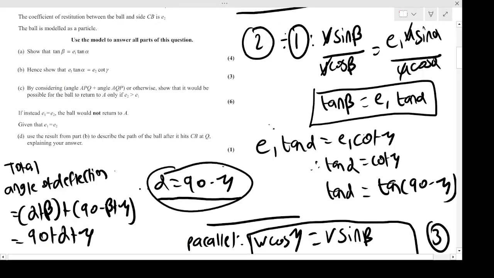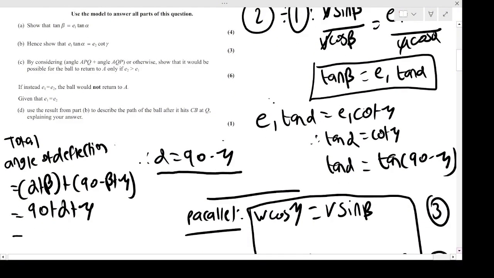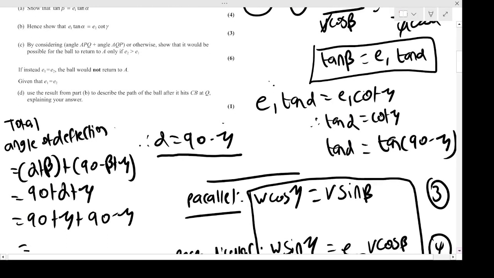But hang on, we know what alpha is. It's 90 take away gamma. So we can further simplify that to 90 add gamma add 90 take away gamma. And so you get a nice simple 180 degrees. And there we are. So what does that mean? The total angle deflection is 180 degrees. That now tells me what the path will look like. If the total angle deflection is 180, that's saying overall, from start to finish, before the collisions and after the collisions, I've turned 180 degrees.